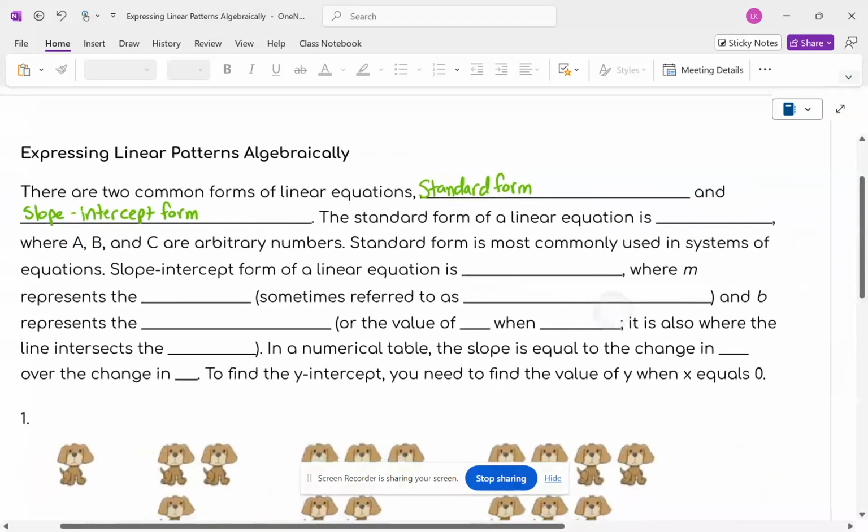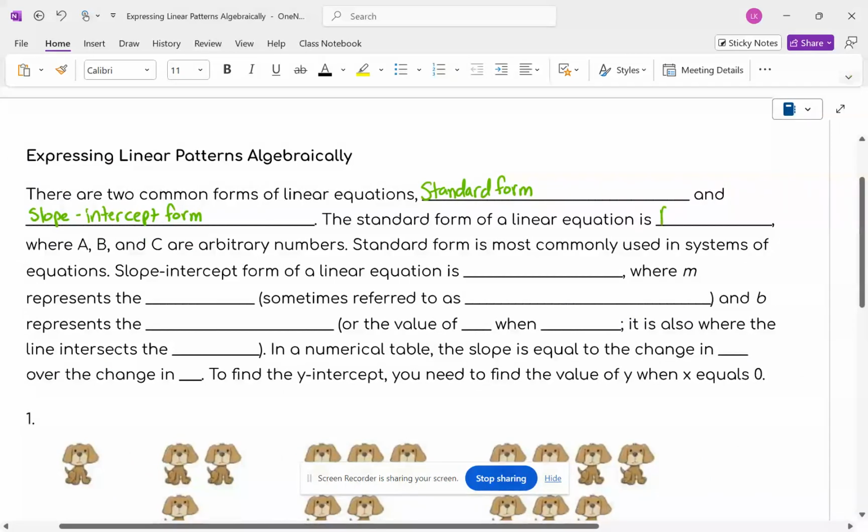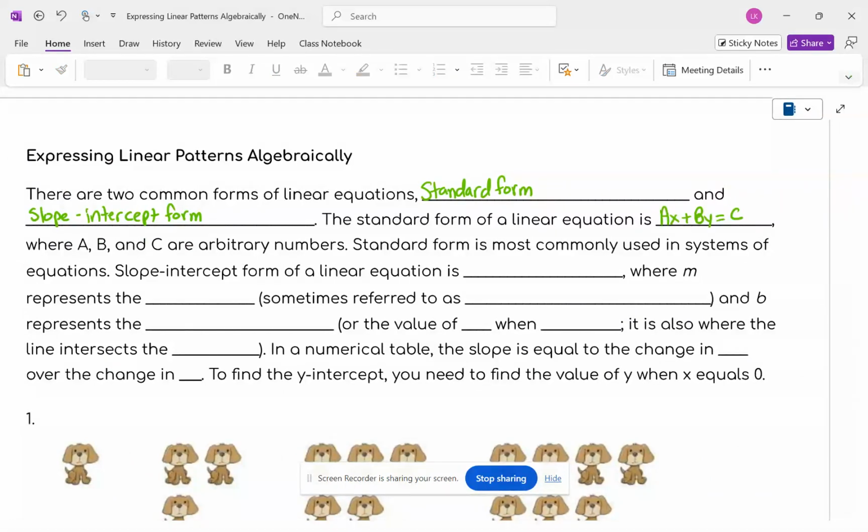Standard form of a linear equation looks like ax plus by equals c, where a, b, and c are arbitrary numbers. And arbitrary just means any number. They can be any real number, though they are typically integers. And we typically see standard form used in systems of equations. Slope-intercept form is far more commonly used, especially when we are writing equations of lines.